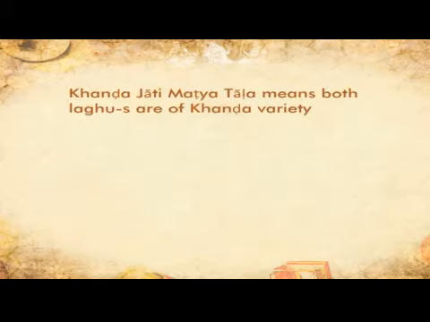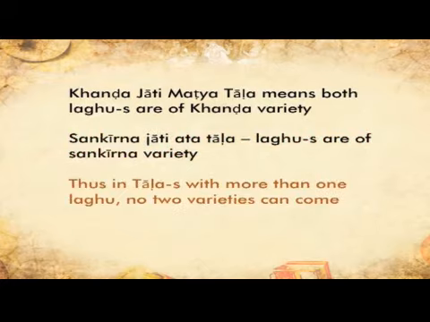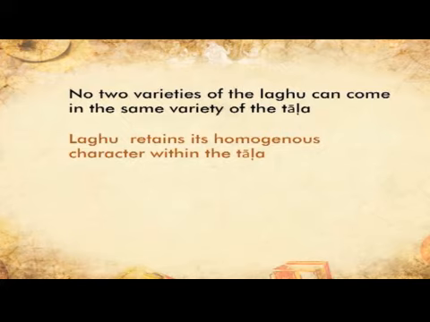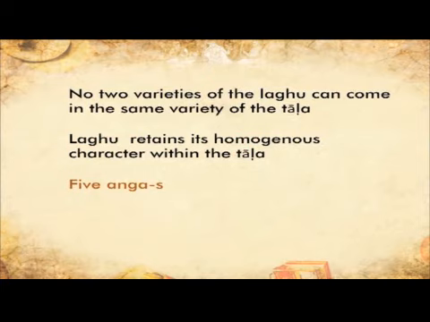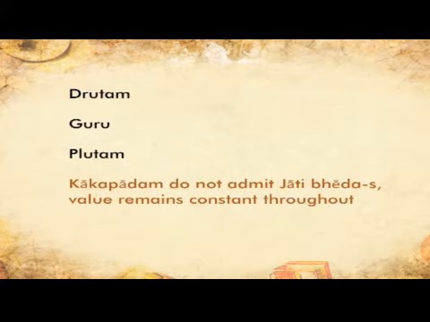In the same manner, Khanda Jati Matyatalam means both the lagus therein are of the Khanda variety. Likewise, Sankirna Jati Atatalam means lagus therein are of Sankirna variety and so on. Thus, in talas taking more than one lagu, no two varieties of the lagu can come in one tala, and no two varieties of the lagu can come in the same variety of the tala. In other words, the lagu retains its homogeneous character within the tala. It should be remembered that the five angas, Anudrutam, Drutam, Guru, Plutam and Kakapadam, do not admit of jati bhedas, and hence their value remains constant throughout.